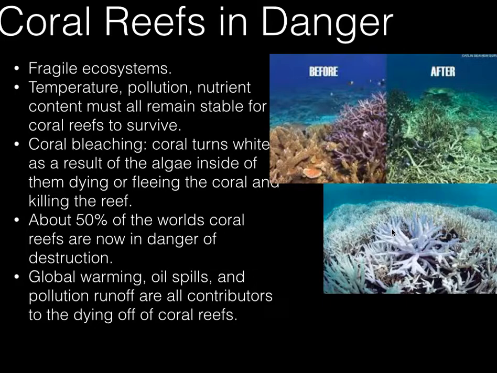About 50% of the world's coral reefs are now in danger of destruction. So we're seeing this bleaching happening, and we're trying to figure out how to stop this destruction of our coral reefs. So global warming, again, oil spills, pollution, runoff are all contributors to the dying off of coral reefs.